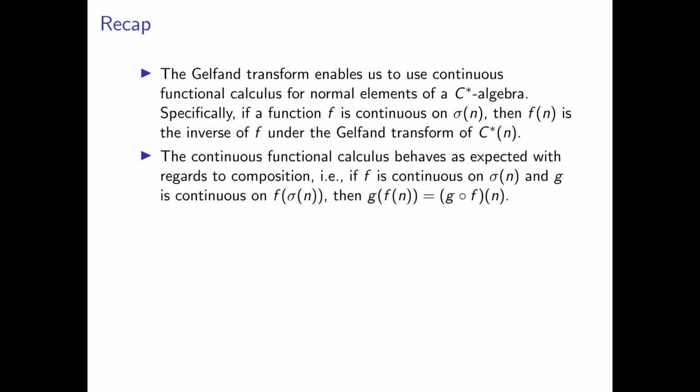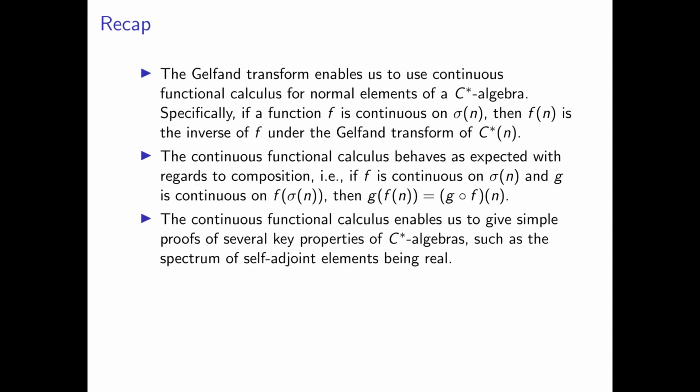And secondly, the continuous functional calculus behaves as expected with regards to composition. That is, if f is continuous on the spectrum of n, and g is continuous on f of the spectrum of n, then g of f of n is really equal to the composition of g and f, evaluated at n.